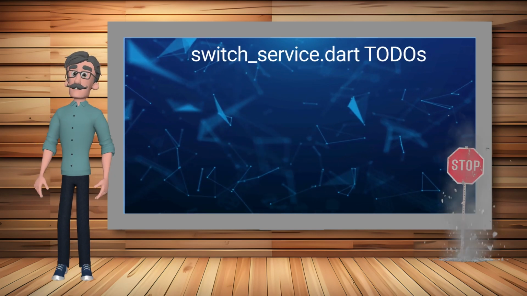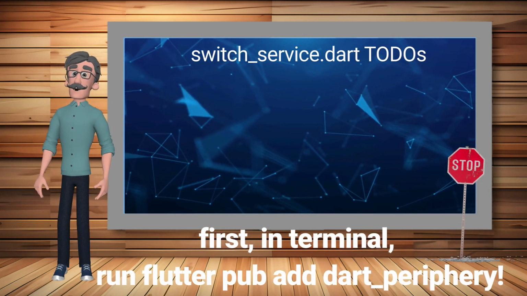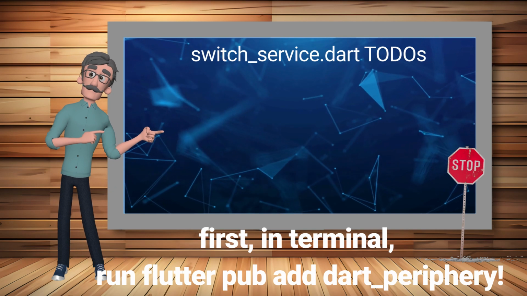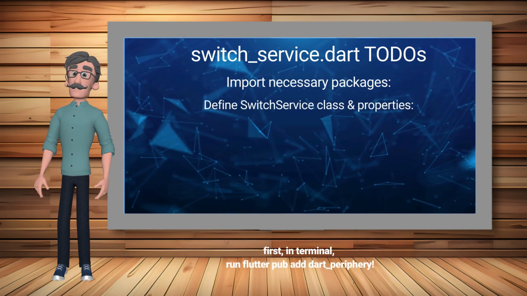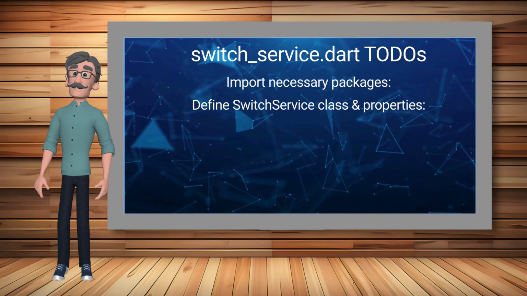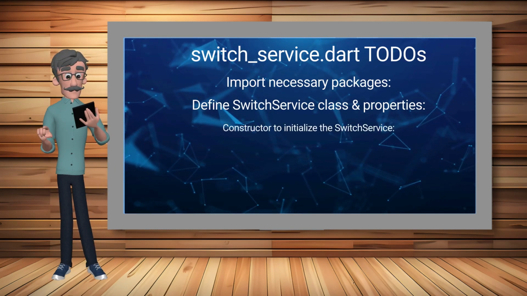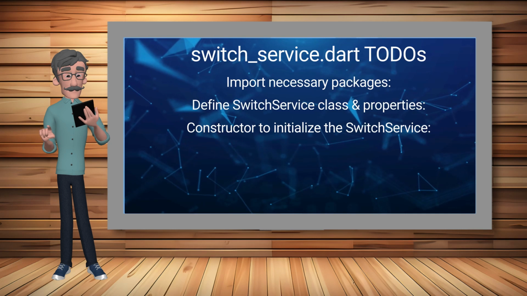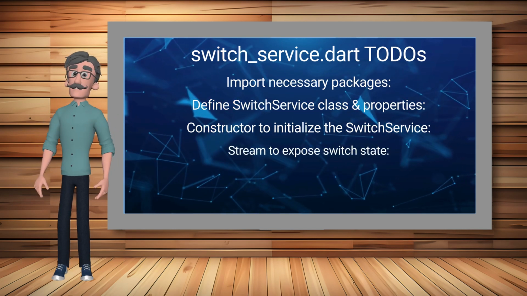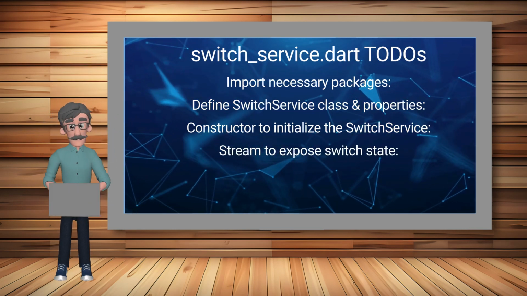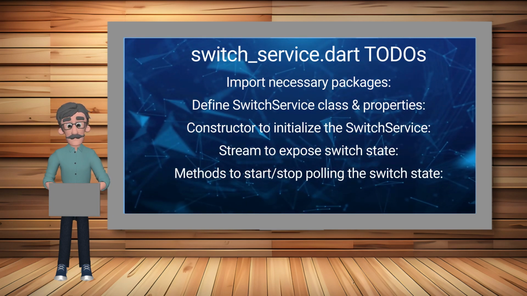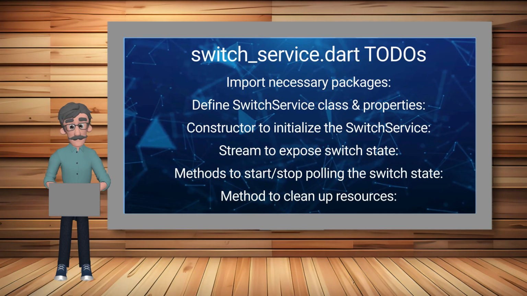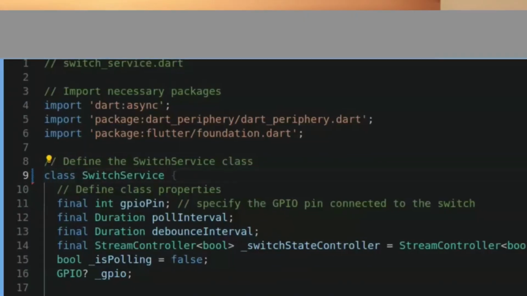Let's get started with our code review. To code our custom SwitchService class, we have the following to-dos. We need to import the necessary packages, define the SwitchService class and the class properties, create the constructor to initialize the class, code the stream to expose the switch state, create the methods to start and stop the polling of the switch state, and create the method to clean up resources.